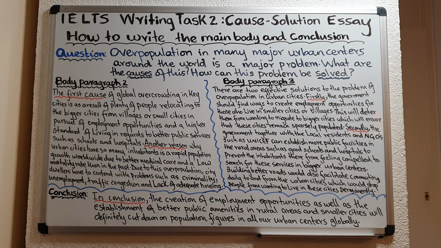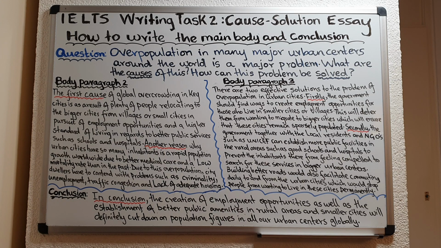Now, let's get into our lesson. The first thing that you do once you receive your question is to read it and make sure that you understand it. Our question is, overpopulation in many major urban centers around the world is a major problem. What are the causes of this, and how can this problem be solved? The question begins with a statement, and after that, it is followed by 2 questions.